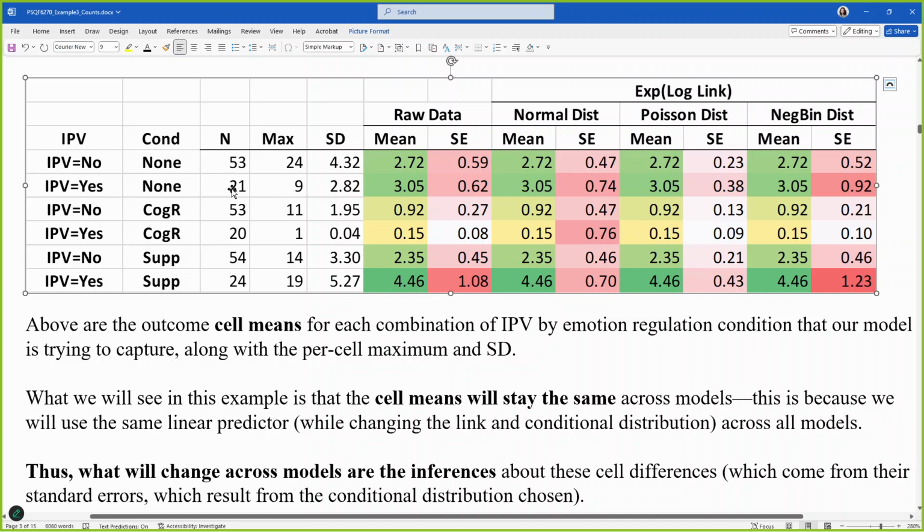So it looks like the yes conditions are smaller. Good. Violence is bad, right? Usually. The maximum count varies quite considerably across these conditions. Someone said up to 24 mean things. The maximum in this cell is 1.